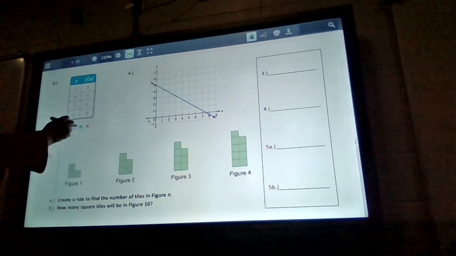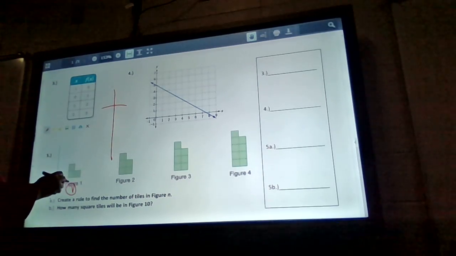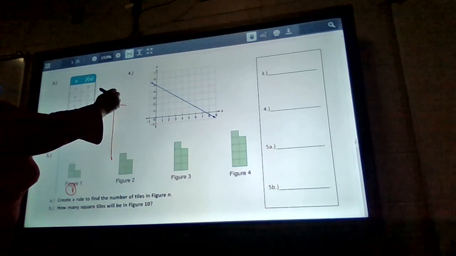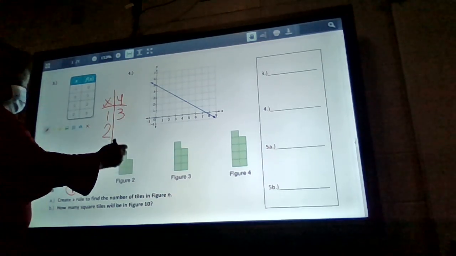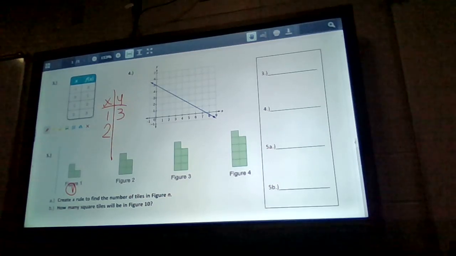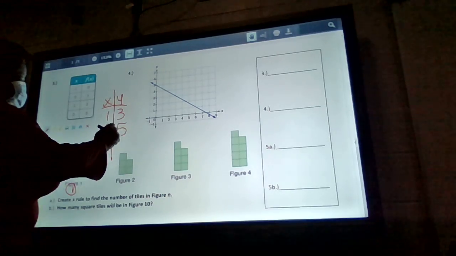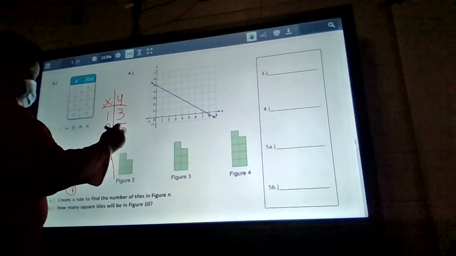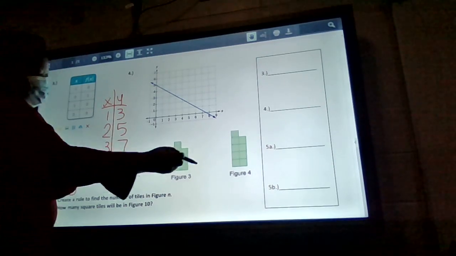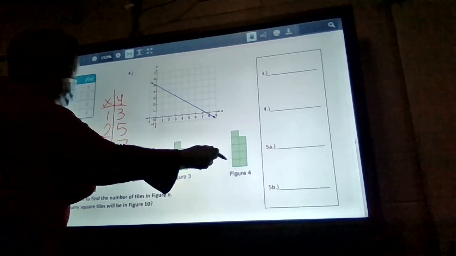Let me start over. So let's do a table. Here, when x is 1, y is 3. Here, when x is 2, y is what? How many did I get there? 5. When x is 3, y is 1, 2, 3, 4, 5, 6, 7. It's like I'm adding 2, looks like. And when x is 4, y is 9.